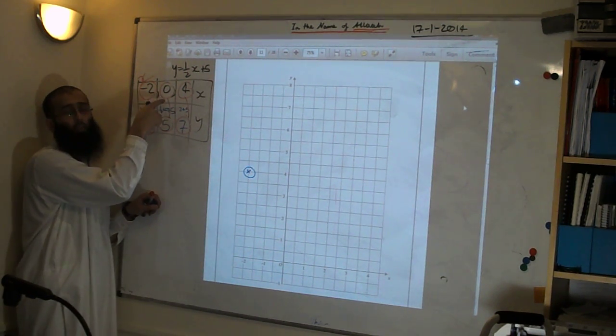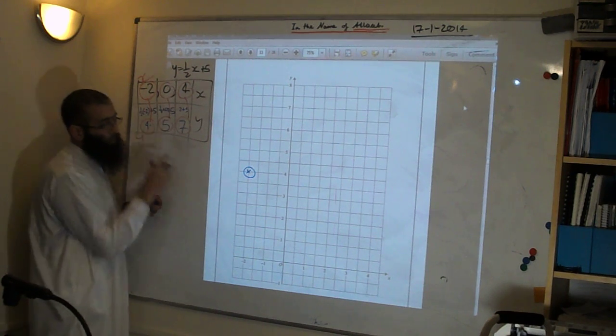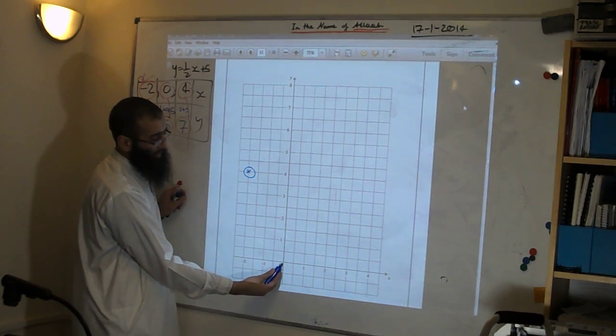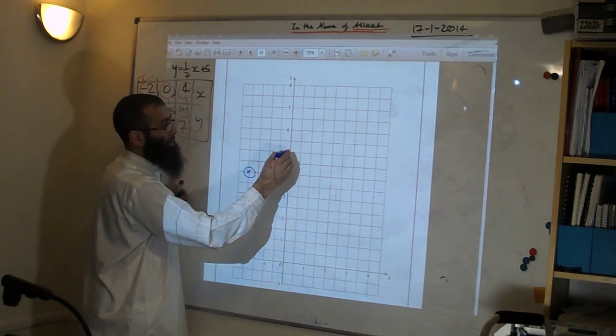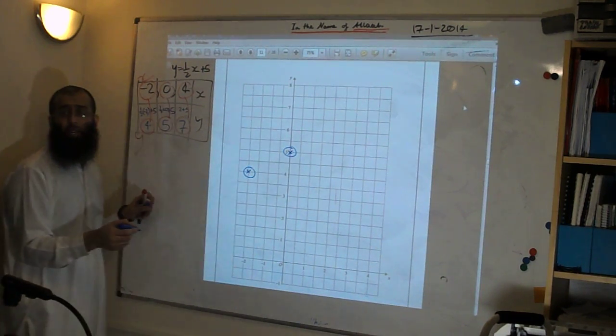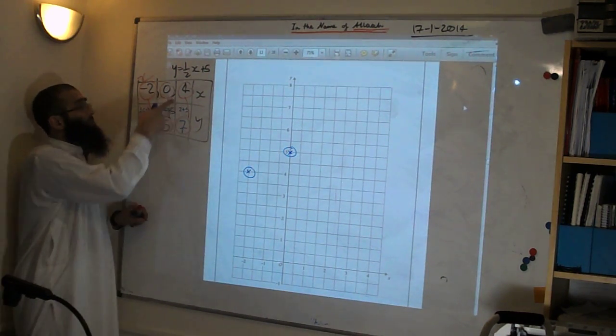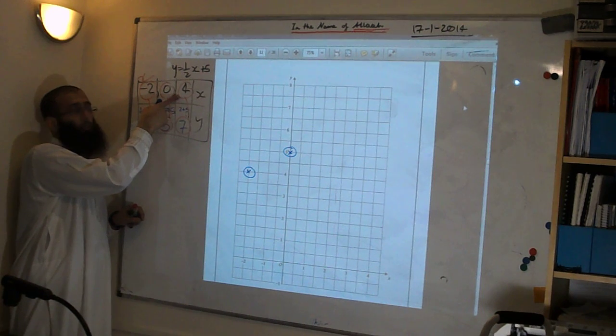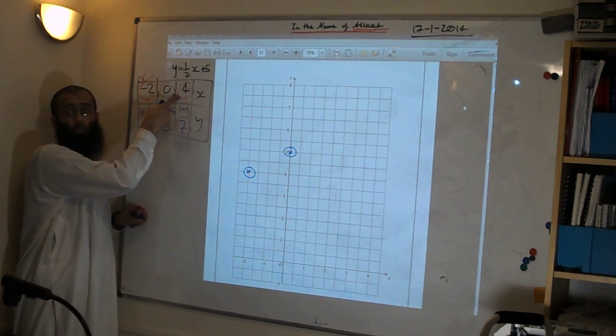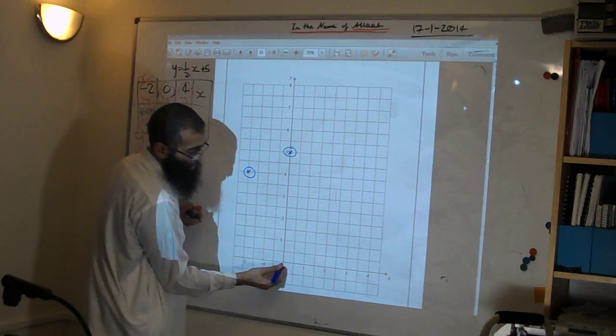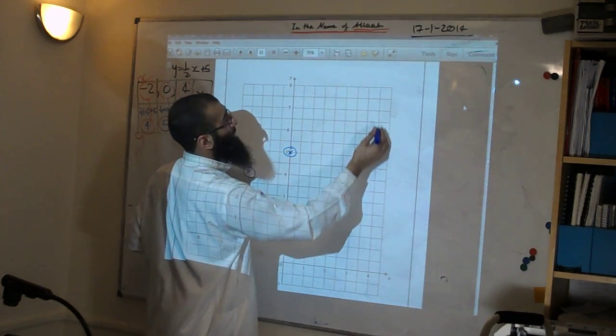Mr. Ramiz, read the second coordinates to me. 0, 5. So 0 along the x coordinate and then up by 5. Excellent, lovely. Next point, let's have Afira. 4, 7. So we go across by 4 and up by 7.